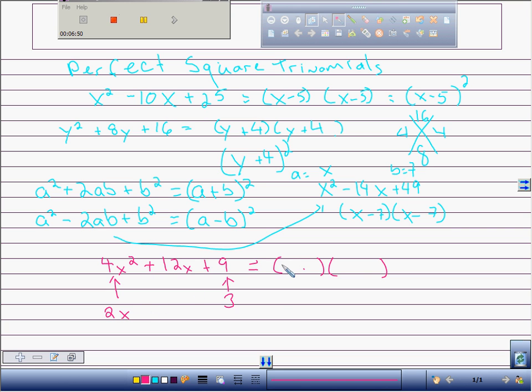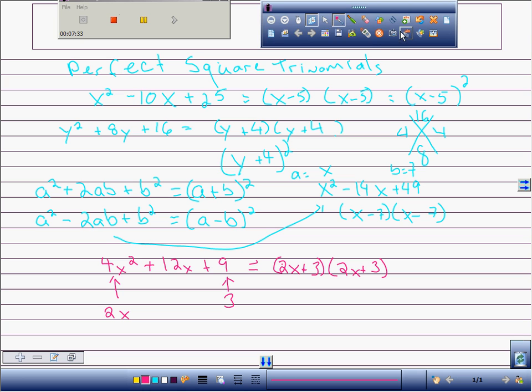I'll give you a hint. What goes here? 2x, right? What goes here? 3. Is it a plus sign or a minus sign? Plus. Okay? So if the square root of this times the square root of this times 2 gives you the middle, it's this plus this squared. Right? So one more, and then we'll go on to the difference of two squares.